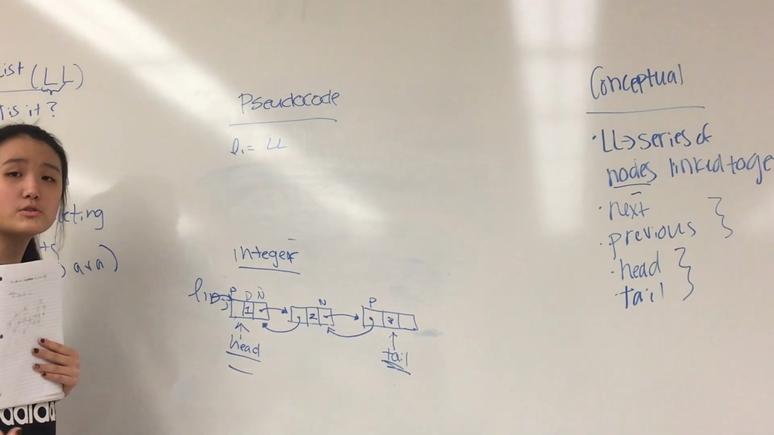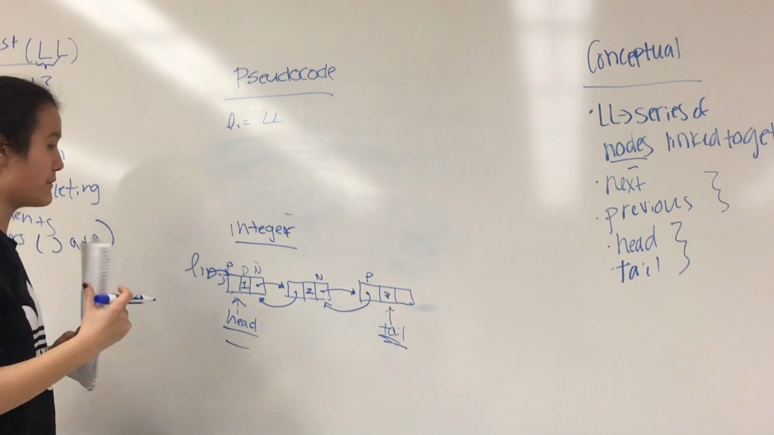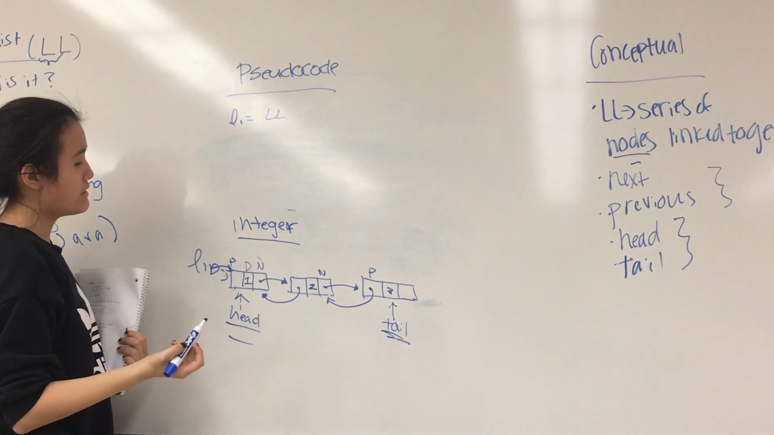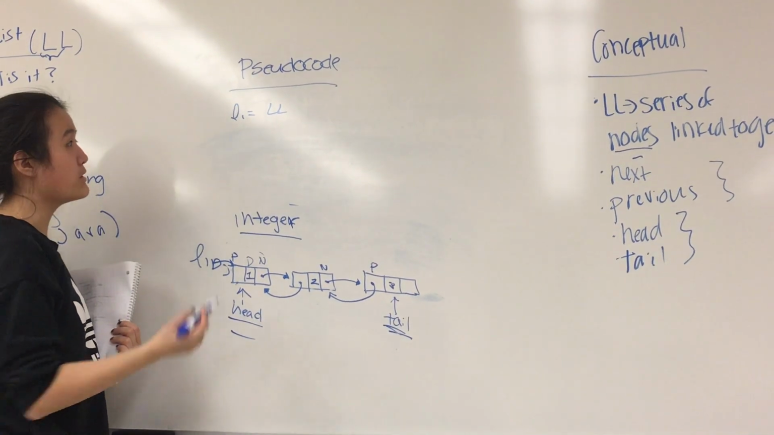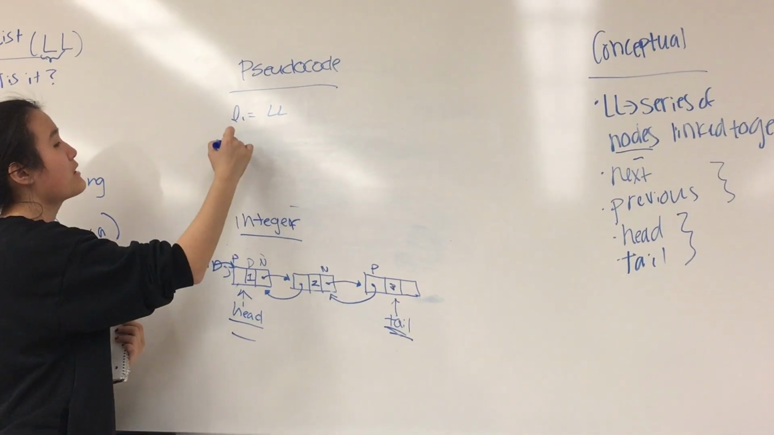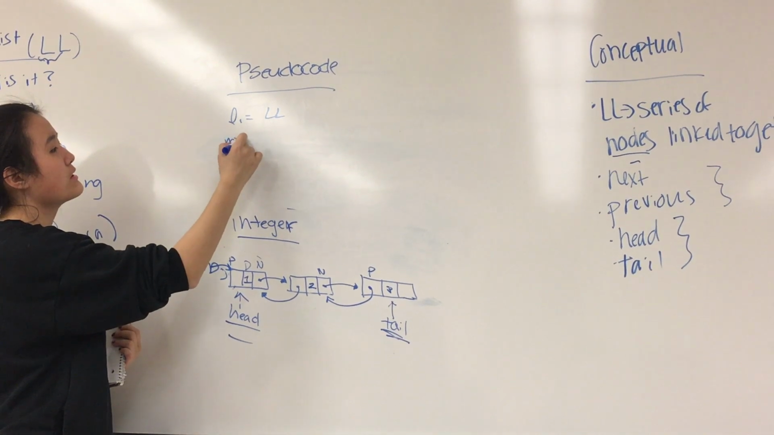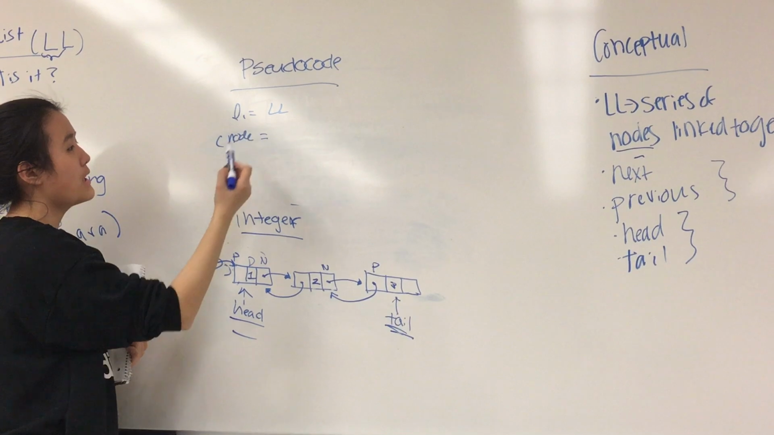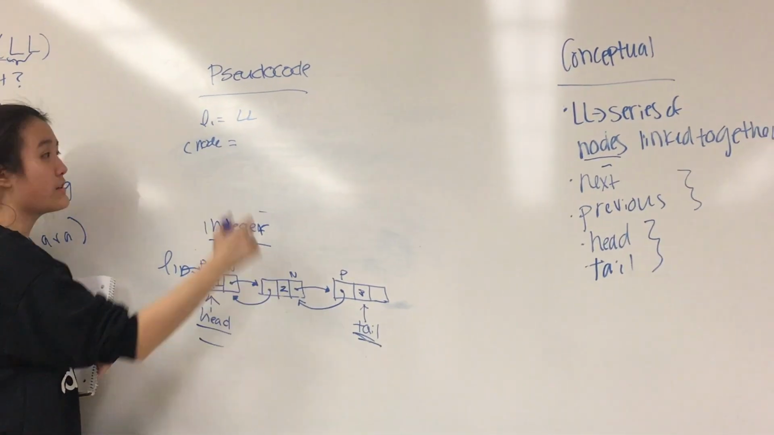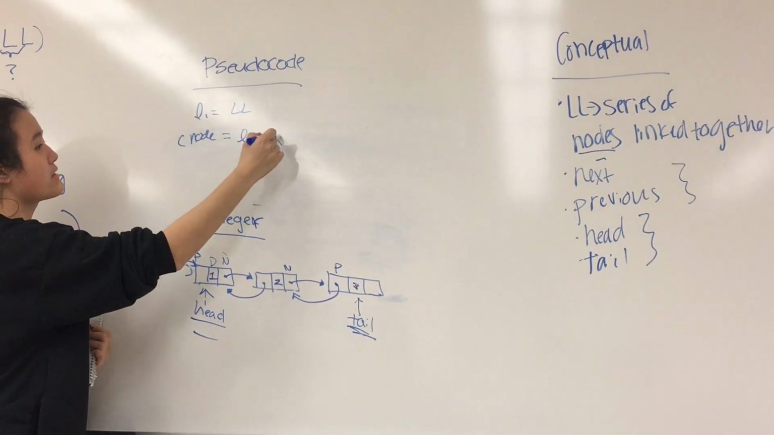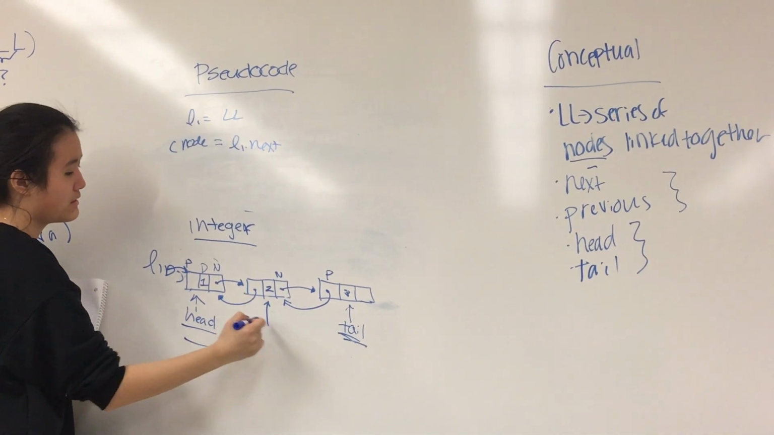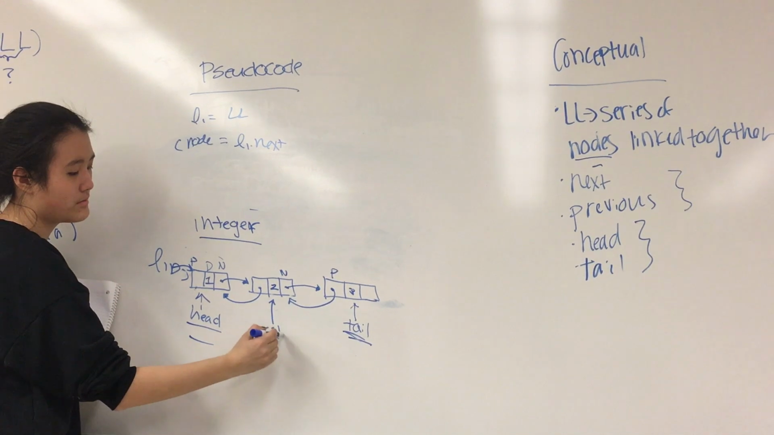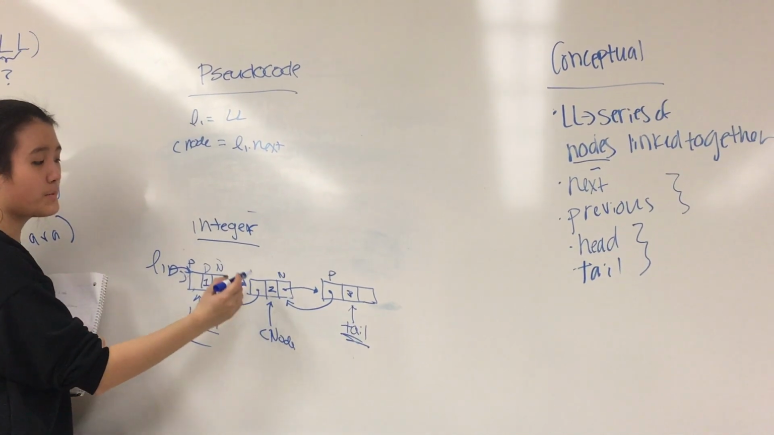And I'm going to show you how you would do that with previous. It's basically the same thing. I'm just going to create another variable. I'm going to call it C node, like C for current node, and let it equal the second node right here, so I'm just going to say L1.next. So now we have C node pointing here.